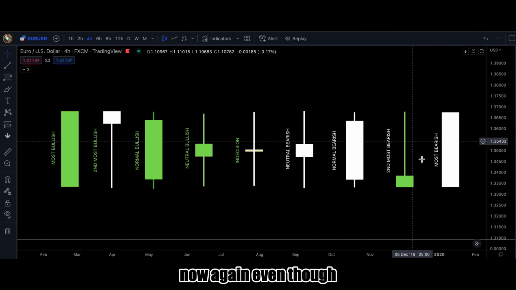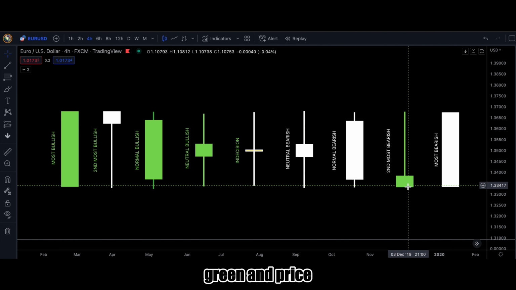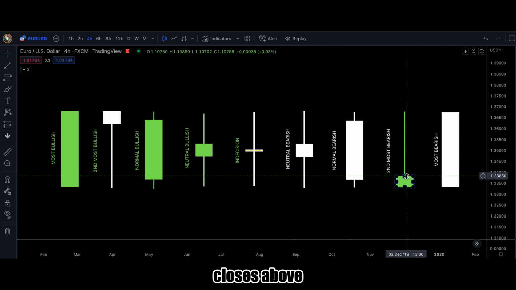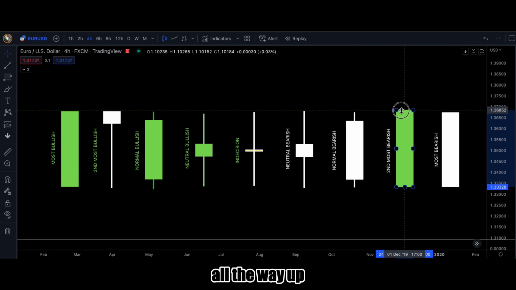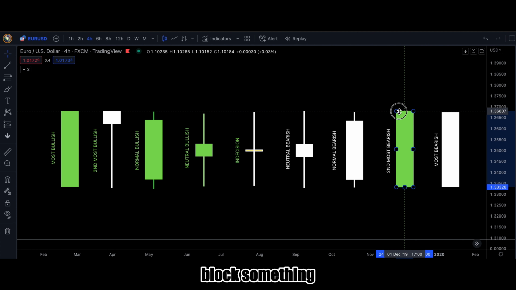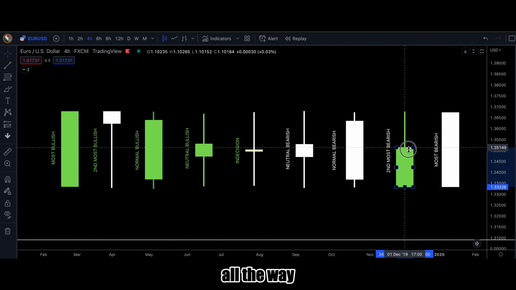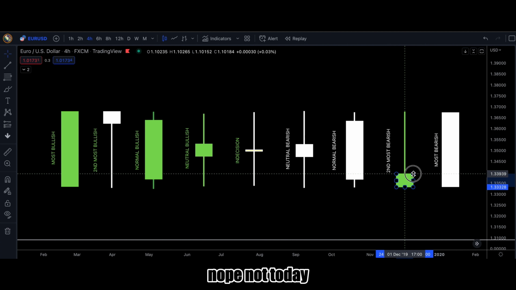Now, again, even though this one is represented in green and price technically closes above our opening, this is still our second most bearish candlestick. And again, it's the same as before. Price is going to work its way all the way up. It's going to find some level of supply or something that is reversing price. Maybe it's mitigated an imbalance or an order block, something where a surplus of sellers come in and force price all the way back down, says, nope, not today, not happening.